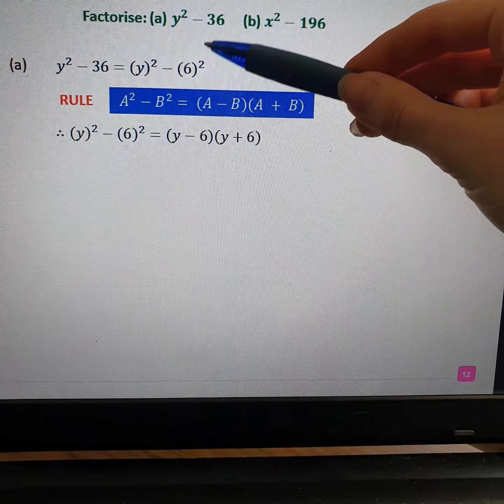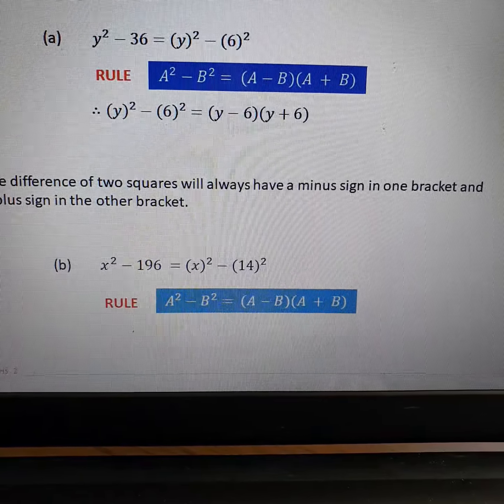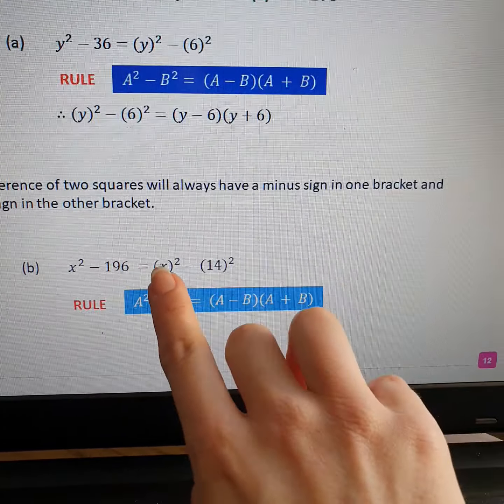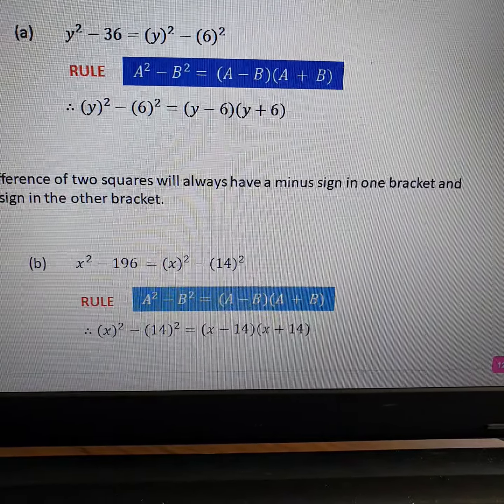X squared minus 196. Okay, x squared is a square number because what you multiply by itself twice to give you x squared is x, and 196 is a squared number because what you multiply twice by to give you 196 is 14. So really that's the same as writing x squared minus 14 squared. And remember the rule was a squared minus b squared. This is a squared, this is b squared, is really the first minus the second times the first plus the second. So it's really x minus 14 and x plus 14. And that's your answer then for that.